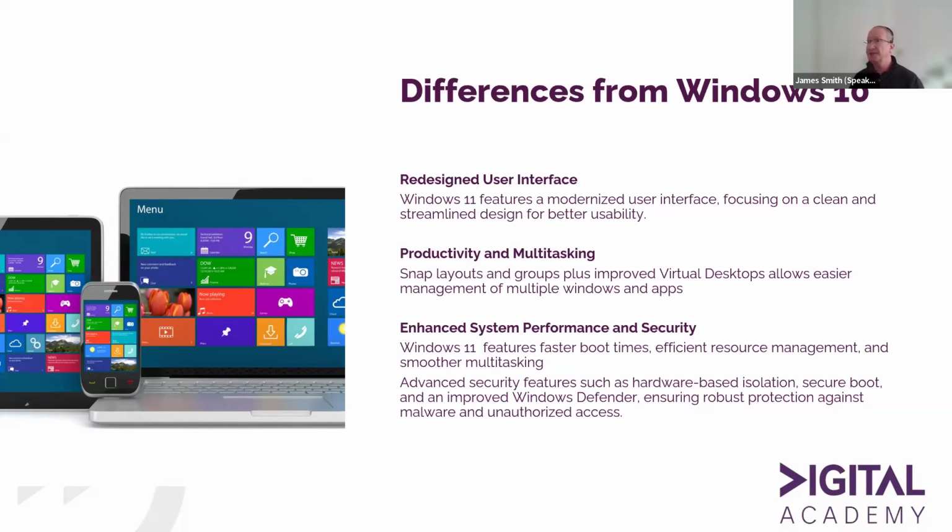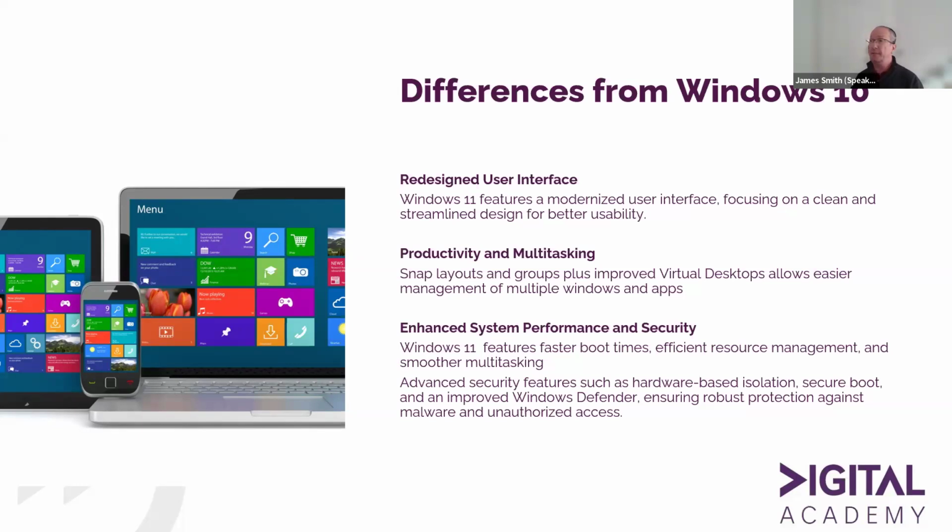In Windows 10, you could snap windows. So if you've got two applications open, you could split them on your screen. These have been improved within Windows 11. It also has improvements to what are called virtual desktops, which allow you to manage multiple windows and apps. And then there's some enhanced performance and security.